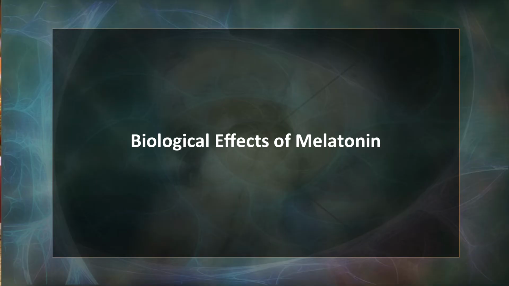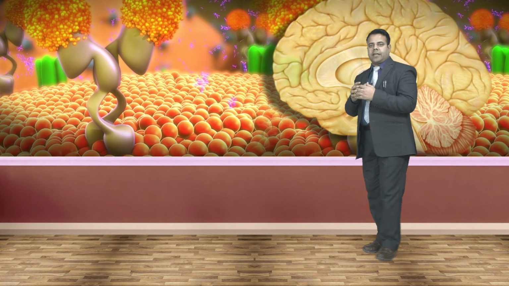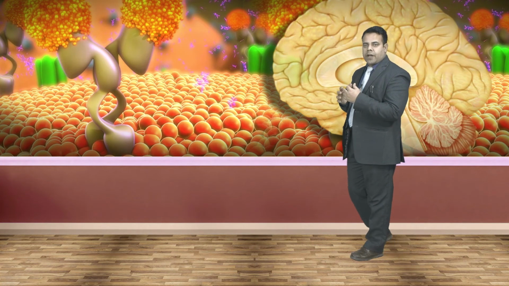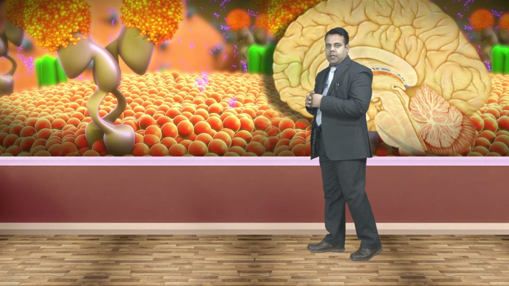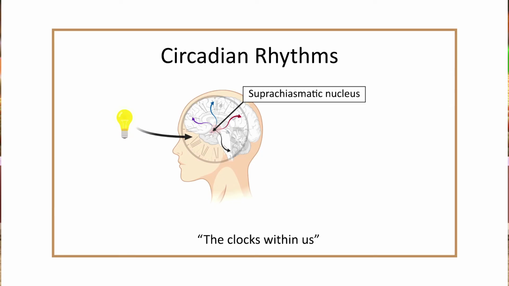Now let us discuss the biological effects of melatonin. Melatonin has important effects in integrating photoperiod and affecting circadian rhythms. Consequently, it has been reported to have significant effects on reproduction, sleep-wake cycles, and other phenomena showing circadian rhythms.